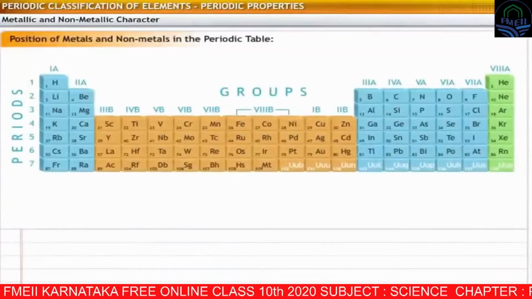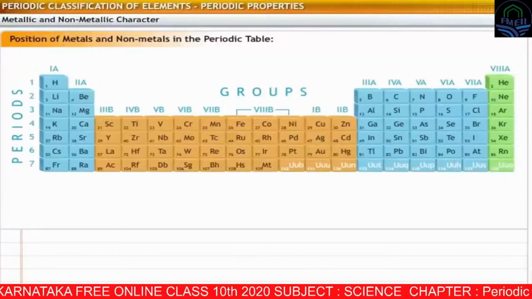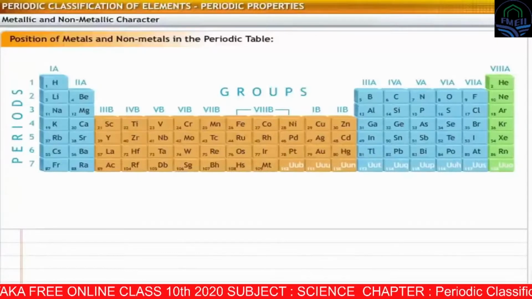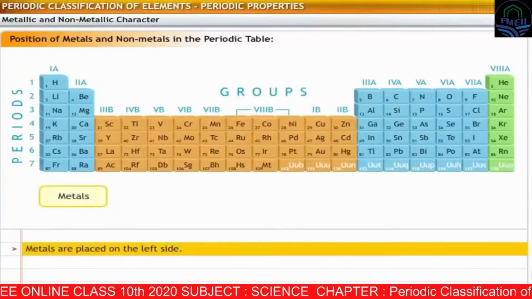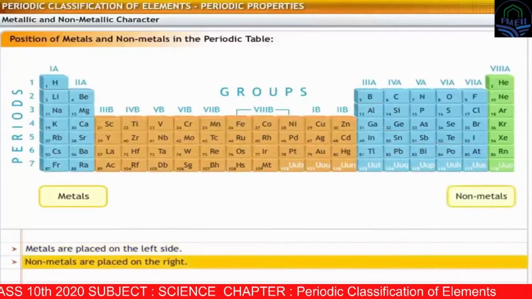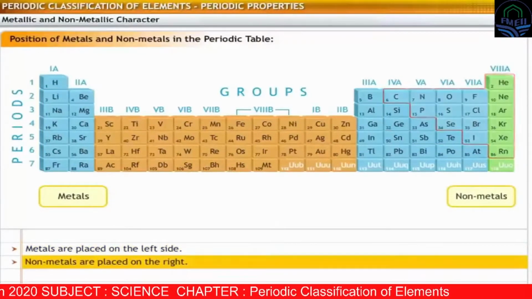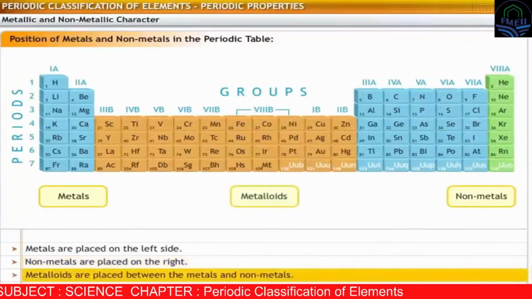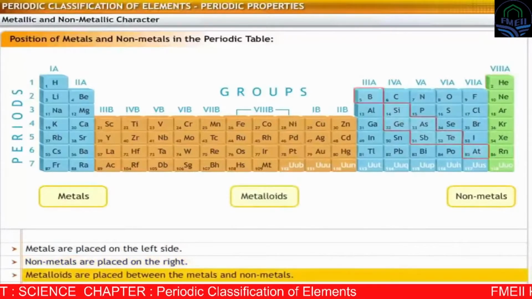From the trend, you can make out where the metals and non-metals should be positioned in the periodic table. Metals are placed on the left of the periodic table, nonmetals are placed on the right side, and metalloids are placed between the metals and the nonmetals.